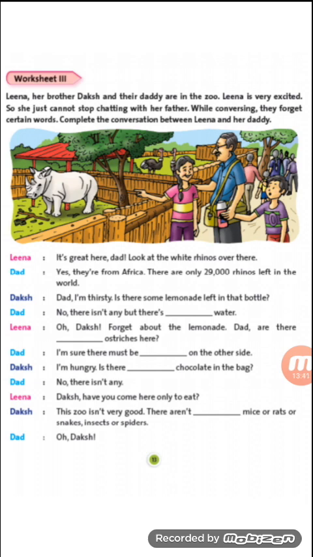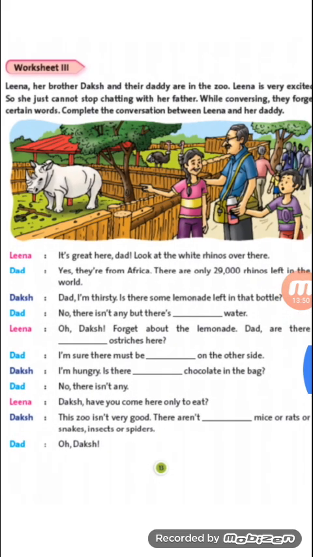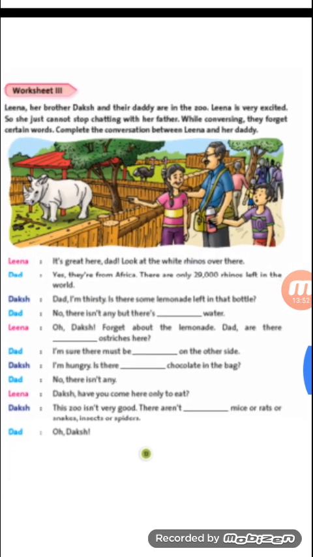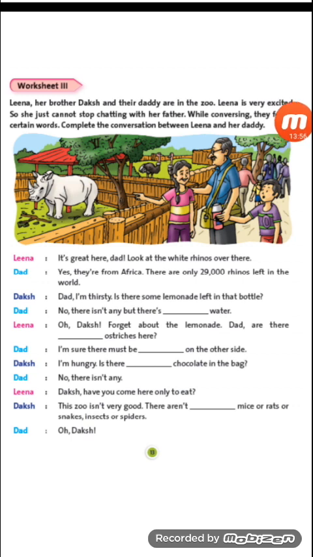Worksheet 3. Lena, her brother Dax and their daddy are in the zoo. They have gone to a zoo. Okay, visited a zoo. Now Lena is very much excited. Excited means curious or happy. So she just cannot stop chatting with her father. So she is chatting with her father continuously while conversing. Conversing means chatting, talking. They forget certain words. So she is forgetting certain words.